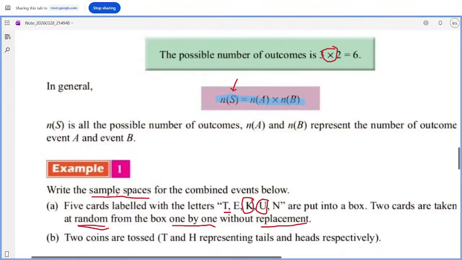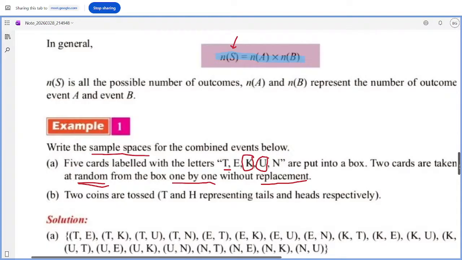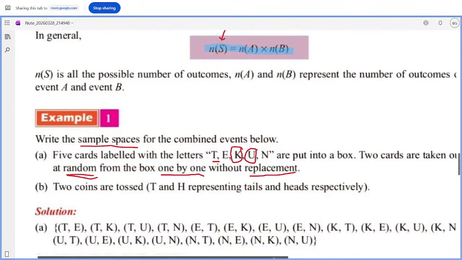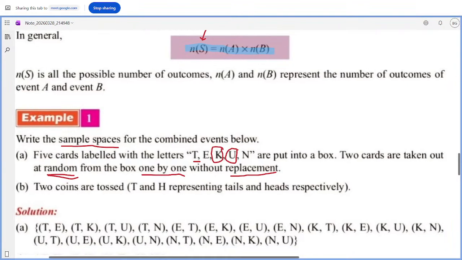So they ask you to write the sample space. So basically, you must list down all the possibilities, guys. Okay, there is a lot here, but go step by step. Basically, you just pair the letters together. TE, TK, TU, TN, and then you go to E. ET. Guys, you need to list down both, okay? There is a difference. TE and ET is different. Don't just write down either one. You must list down both, okay? Because the order is important over here. Because they are taking out one by one, not both at the same time.